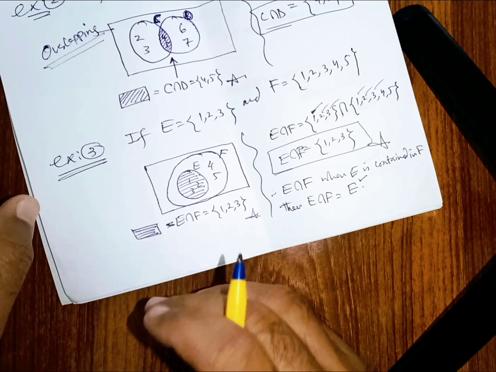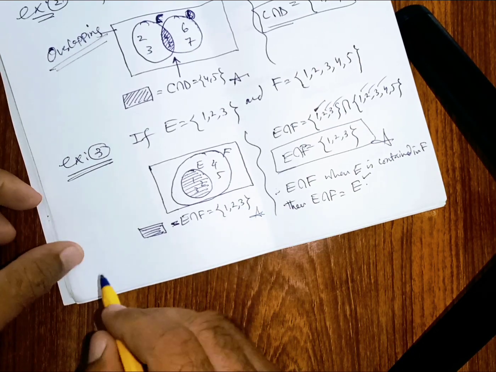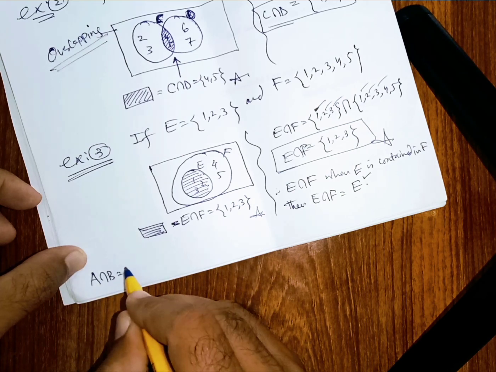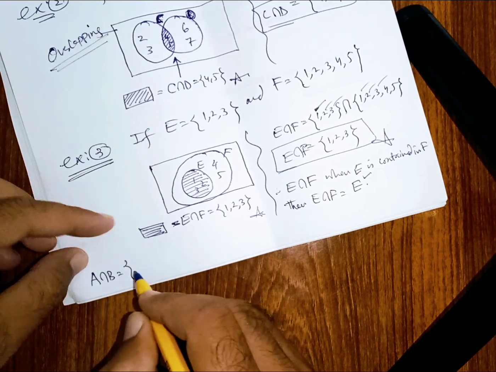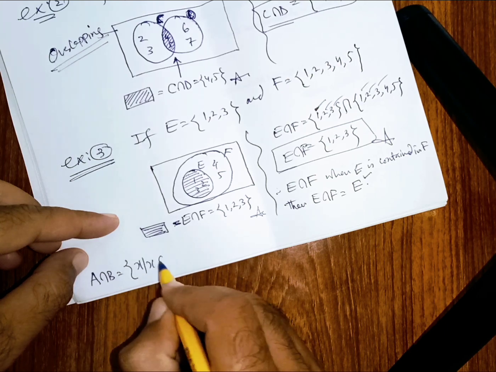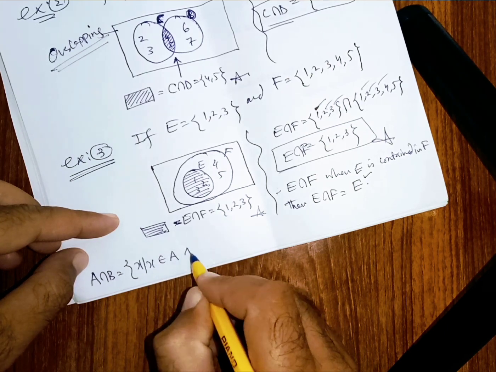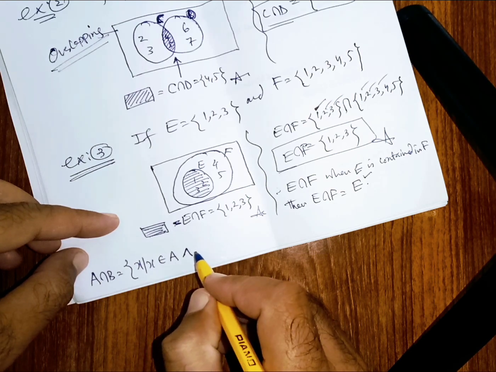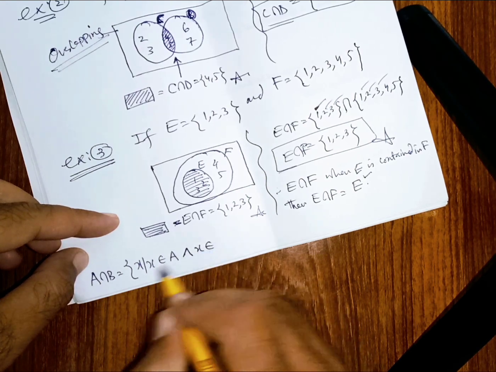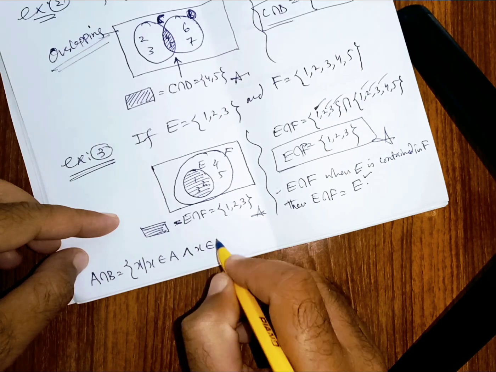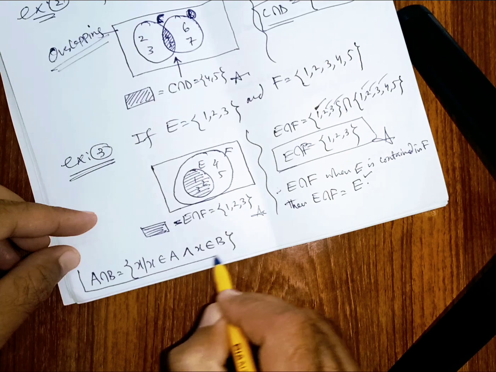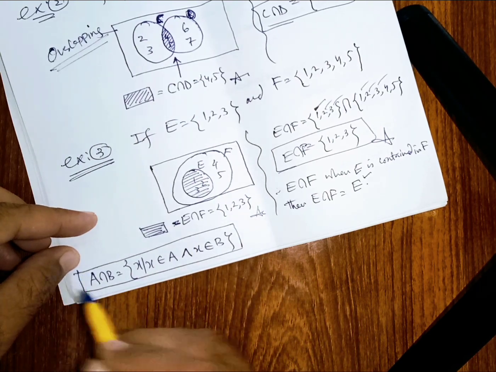Now I'm going to generalize this concept of A intersection B. A intersection B is the set of x such that x belongs to A and x belongs to B. So this is the generalization of A intersection B.